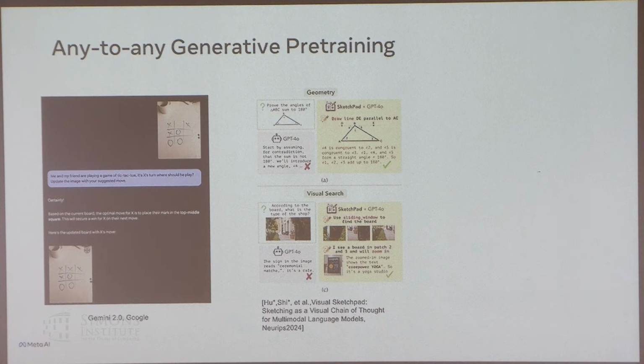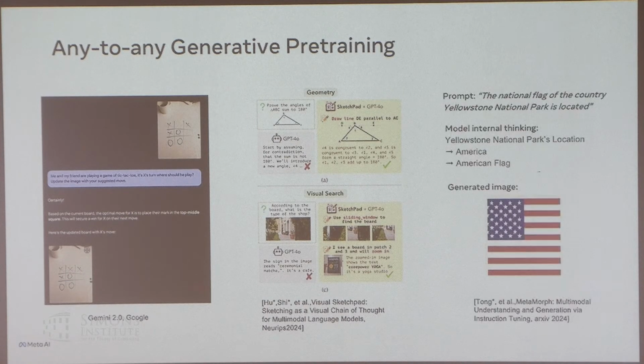And then, similarly, there was a recent Meta model called Metamorph where you could start to integrate some reasoning patterns. So, the national flag of the country Yellowstone National Park is located in, it does a little chain of thought, and then it spits out an image. Okay? And this is all just sequences of data to us, and we want to try to figure out how to model them.